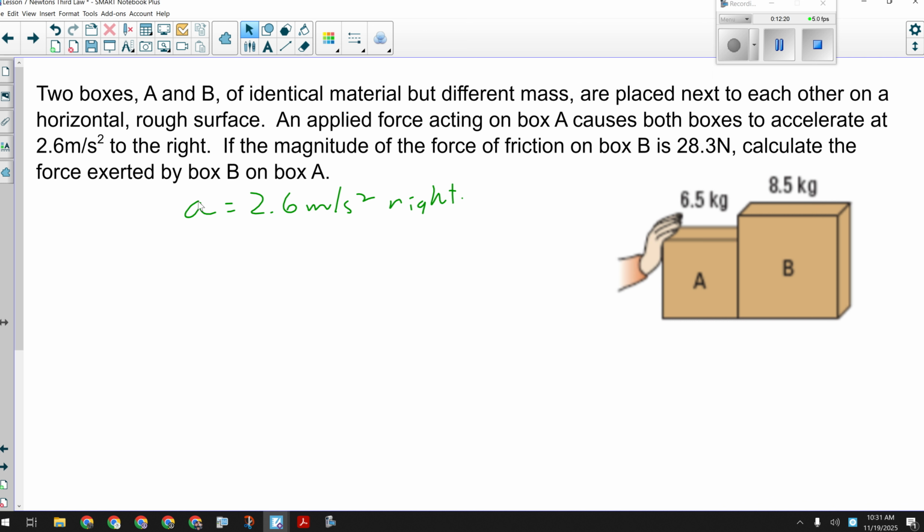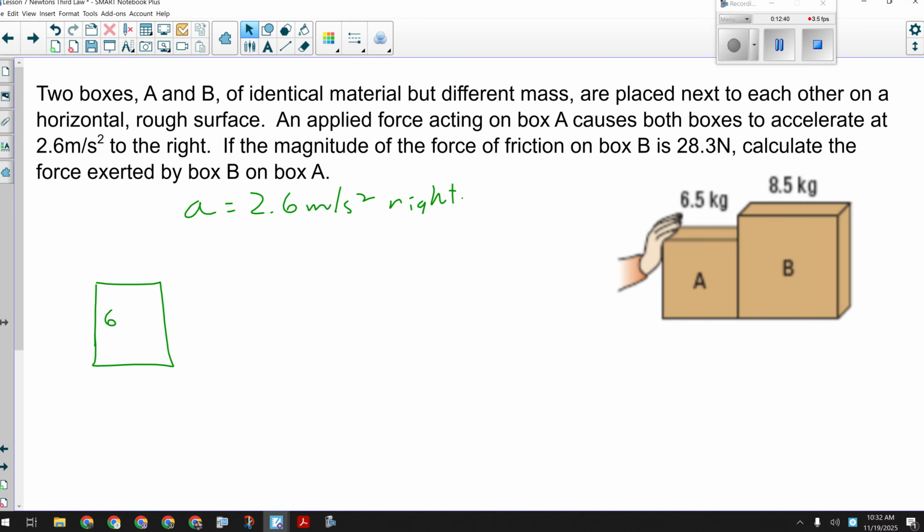An applied force acting on box A causes both boxes to accelerate. The magnitude of the force of friction on box B is 28.3 newtons. Calculate the force exerted by box B on box A. All right.